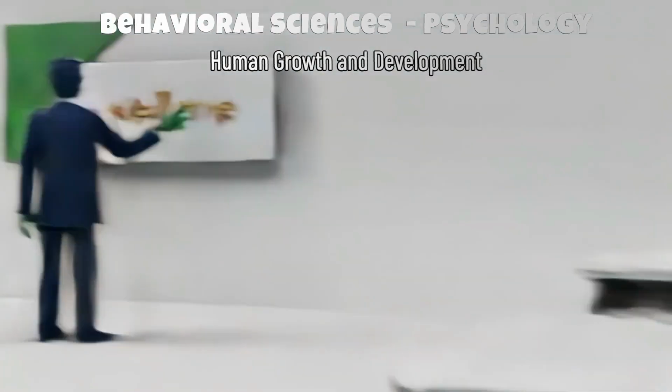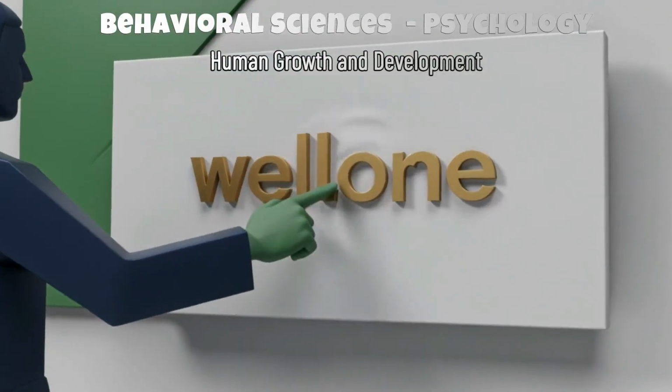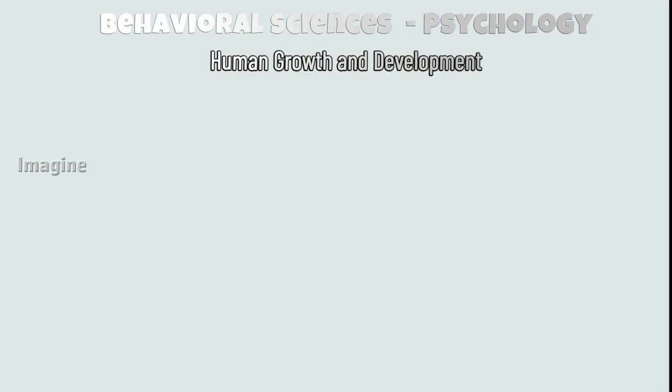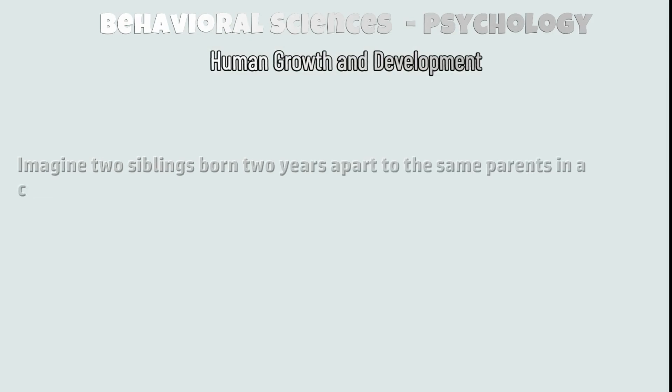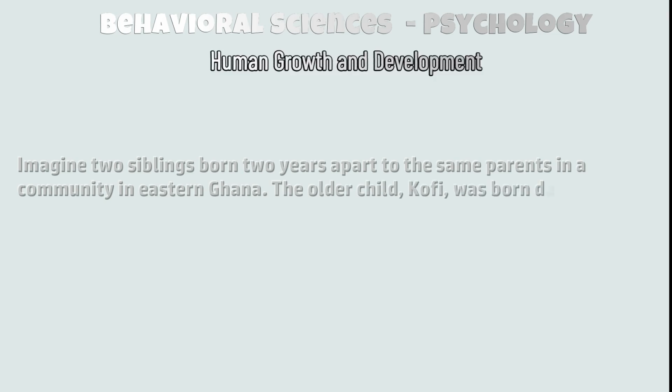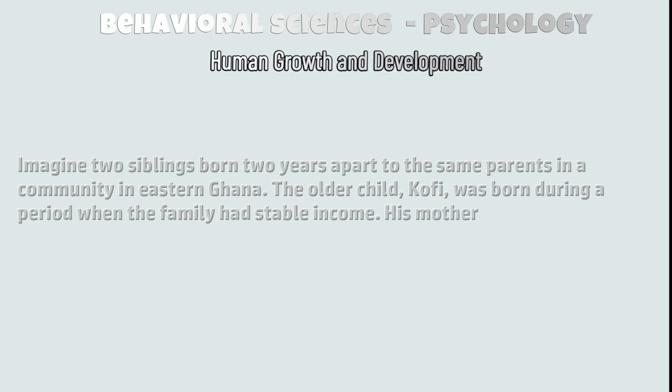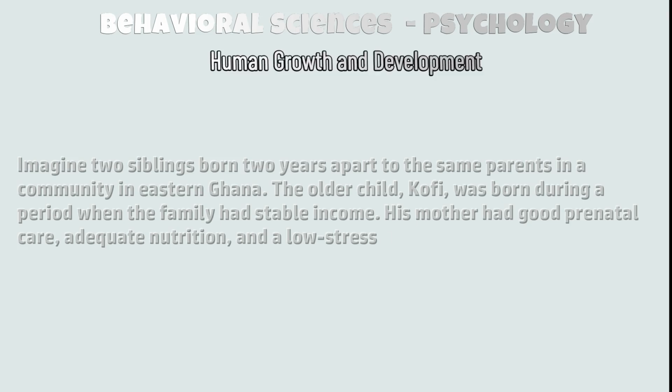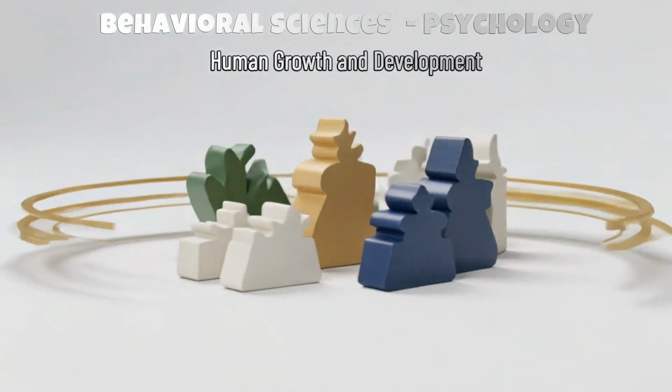Let us look at a case study. This is for educational purposes only. Imagine two siblings born 2 years apart to the same parents in a community in eastern Ghana. The older child, Kofi, was born during a period when the family had stable income. His mother had good prenatal care, adequate nutrition, and a low-stress pregnancy. Kofi had regular vaccinations, ate nutritious meals, and attended school from an early age.